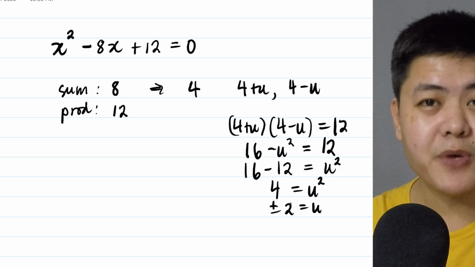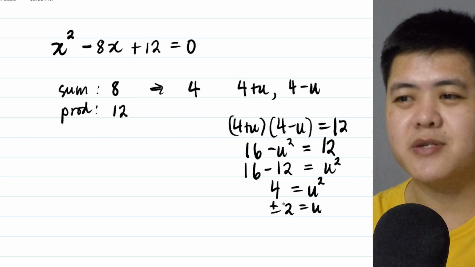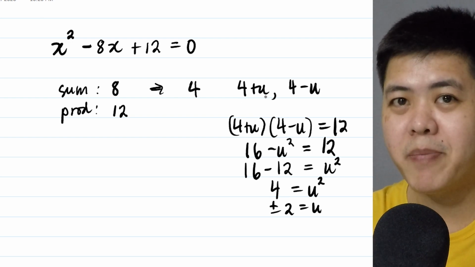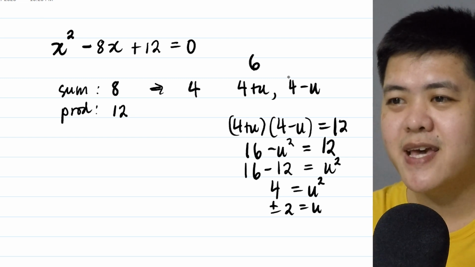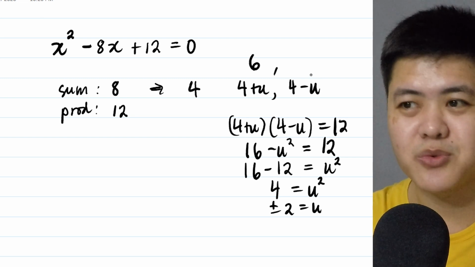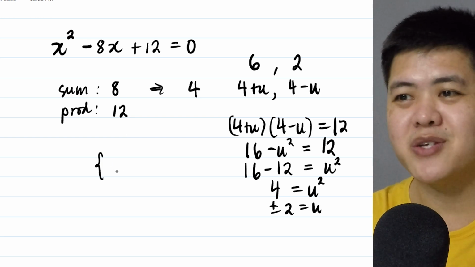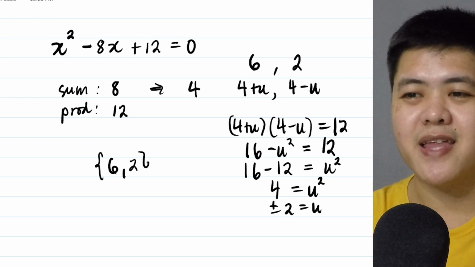Although, kapag ginamit mo yung negative, you will get the same answer. So, let's have u equals 2. So, the roots are 4 plus 2, which is 6. And the other one is 4 minus 2, which is 2. So, therefore, the roots of this quadratic equation are 6 and 2.